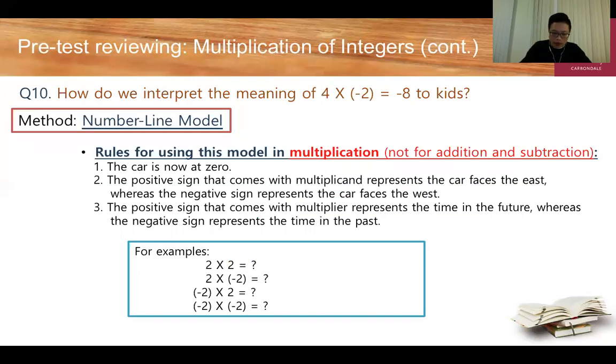Okay, so let's move on to the number line model. The rule of the number line model for multiplication is quite different from addition and subtraction. So in order to make sure you are familiar with the new rules, I will first go through these 4 example questions below so that you can understand how these 3 new rules work, and then we will move on to question 10.